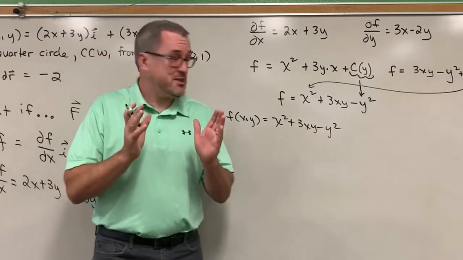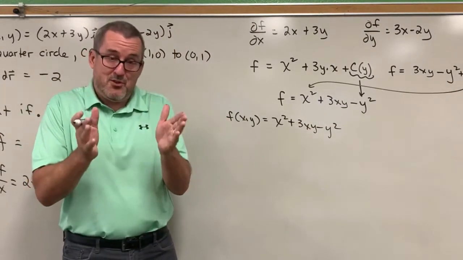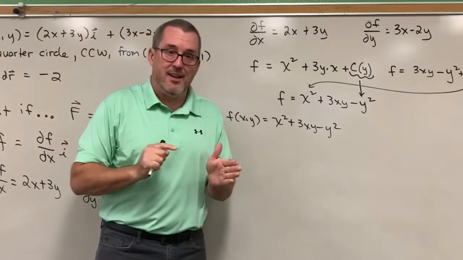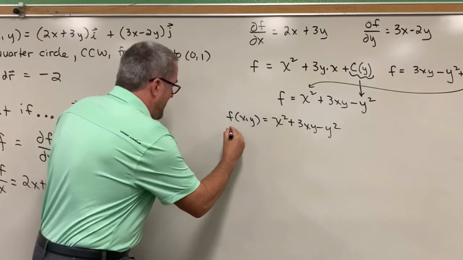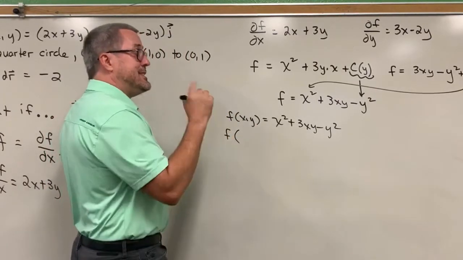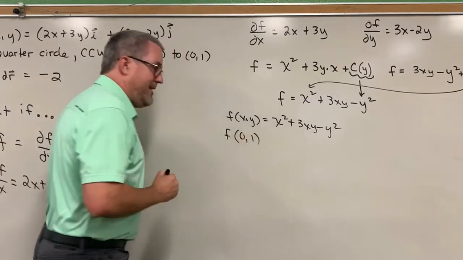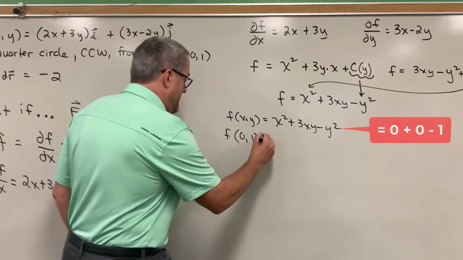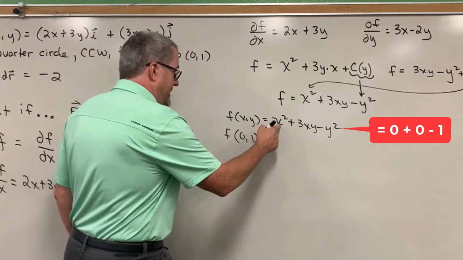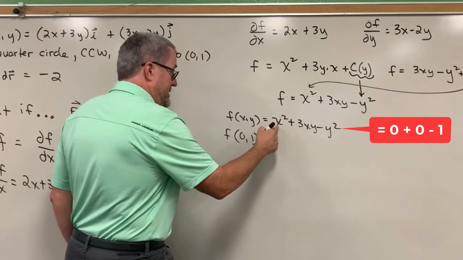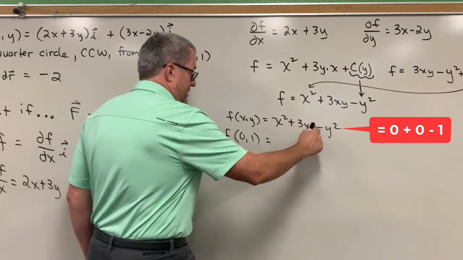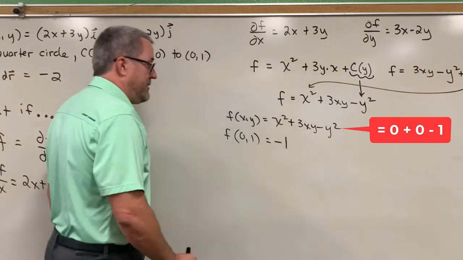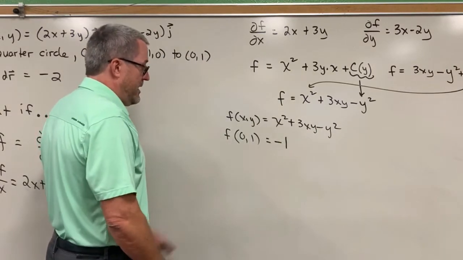Now remember, this whole situation was we were on a parameterized curve, a quarter circle from (1, 0) to (0, 1). Let's evaluate this function at (0, 1), the ending point of our path in that vector field. If x is 0 and y is 1, if x is 0, that's 0. If y is 1, we're going to get negative 1 squared, or just minus 1.